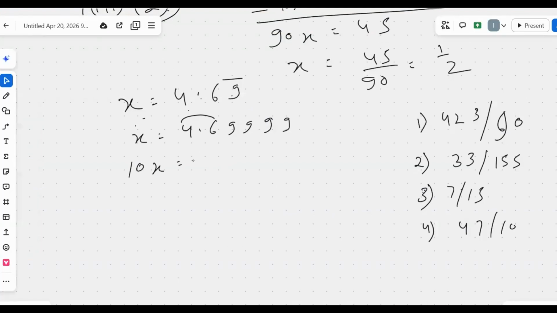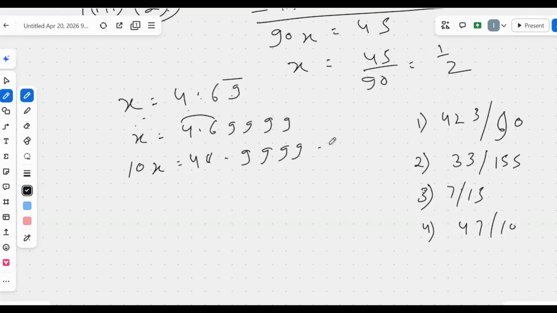46.99999. It's going to repeat itself. But now I told you, one number that's repeating itself, we have to shift the decimal. So again, what I'm going to do here, 100x will be equal to 469.99999 and so on.